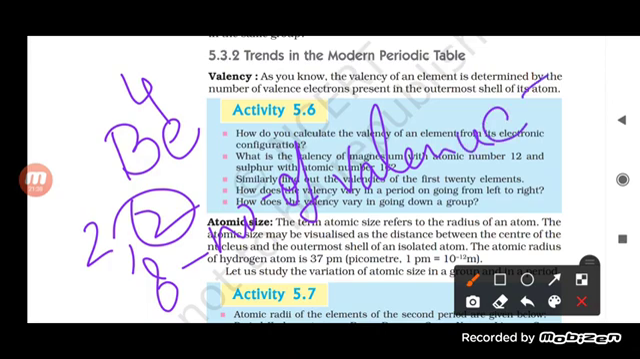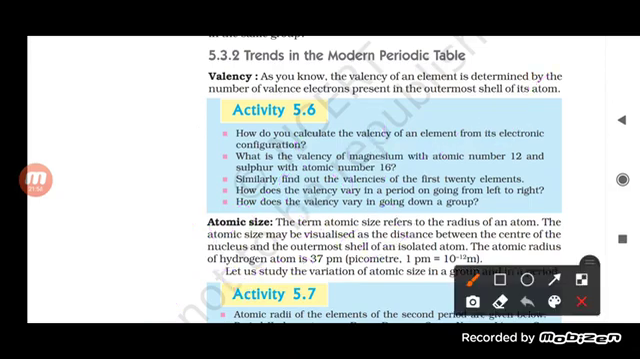Okay, so if the valence electron is 1, valency will be 1. If the valence electron is 2, valency will be 2. If the valence electron is 3, valency will be 3. If the valence electron is 4, valency will also be 4. But if the valence electron is 5, the number of valence electrons is more than 4, so we will use this formula, that is 8 minus the number of valence electrons. Right now 8 minus 5 will be equal to 3. So the valency will be equal to 3, although the valence electron is 5 here.